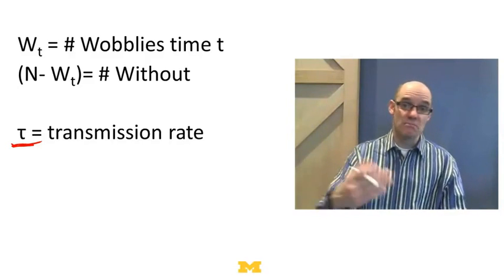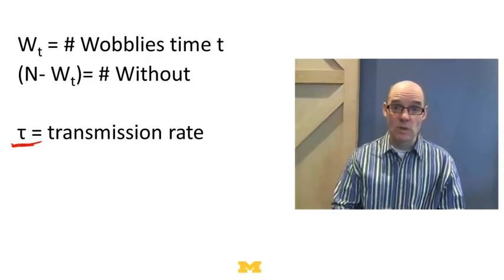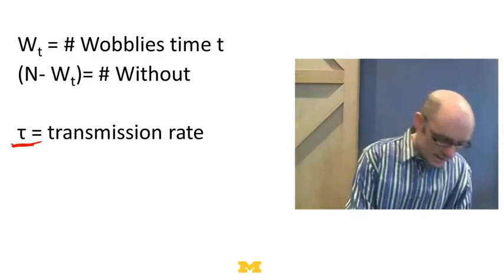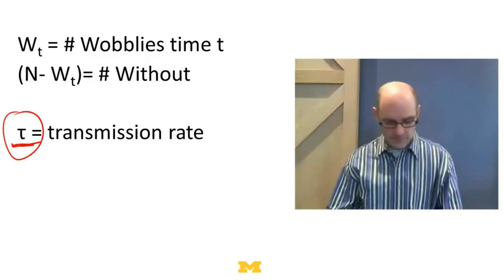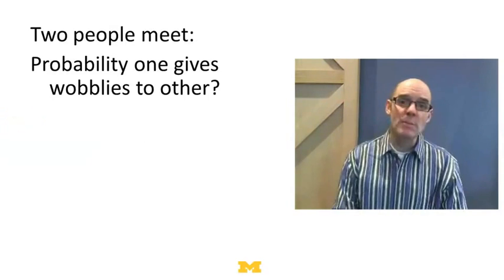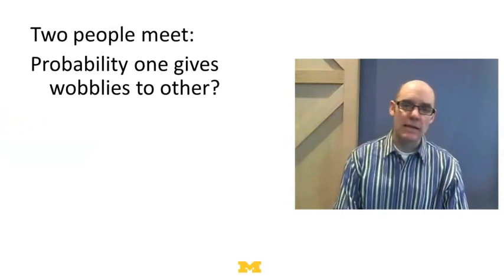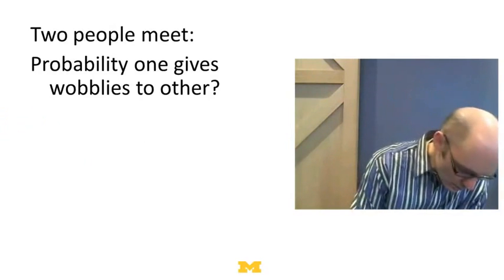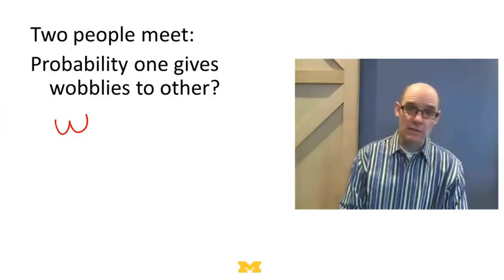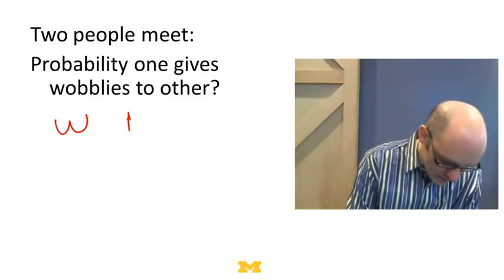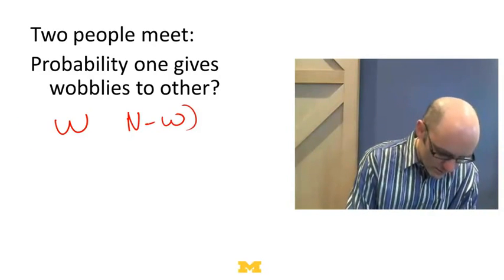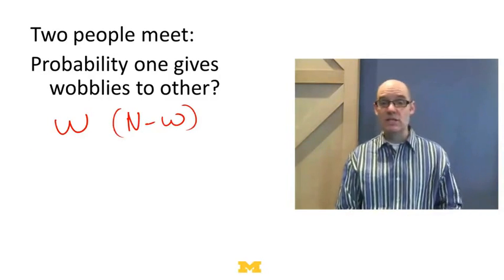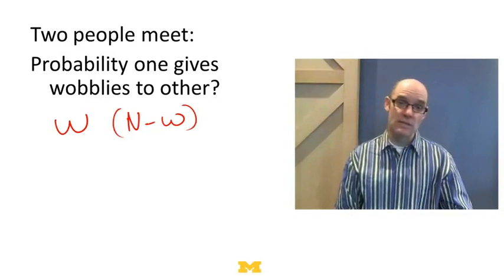It could be that you meet and you don't get it, and it could be that if two people meet, where one has it and one doesn't, they do get it. Tau is just the rate at which that occurs. So if two people meet, what's the likelihood that one person would give it to the other? Well, remember, W is the number that have the wobblies, and n minus W is the number that don't. So you need one person to have the wobblies and one person not to.